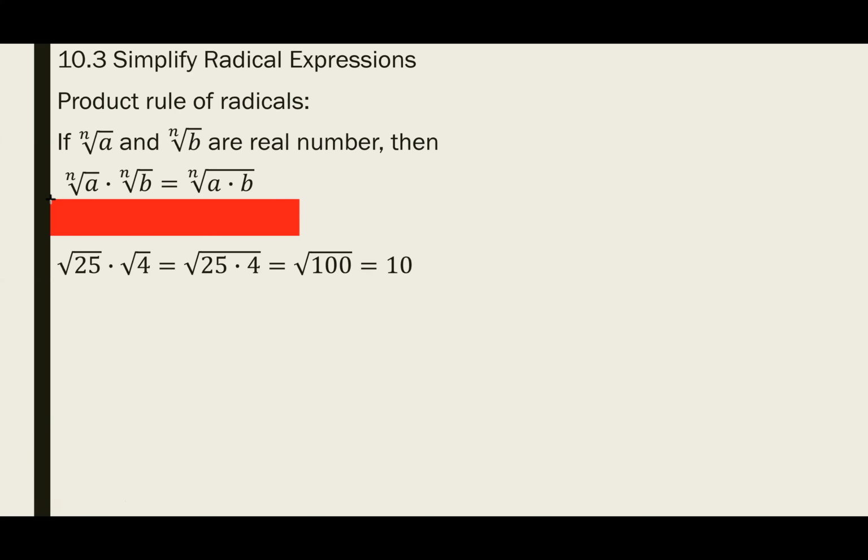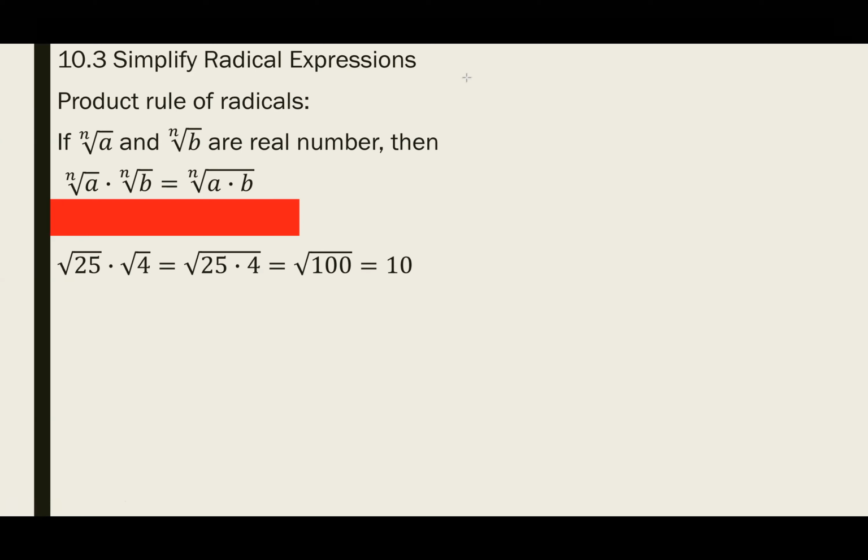So again, the rule here is that in order for you to multiply, they need to have the same root. They need to be either both square roots or both cube roots or both fourth roots, or whatever root they give you. They have to have the same root in order for you to multiply. And if they have the same root, all you need to do is multiply them together.